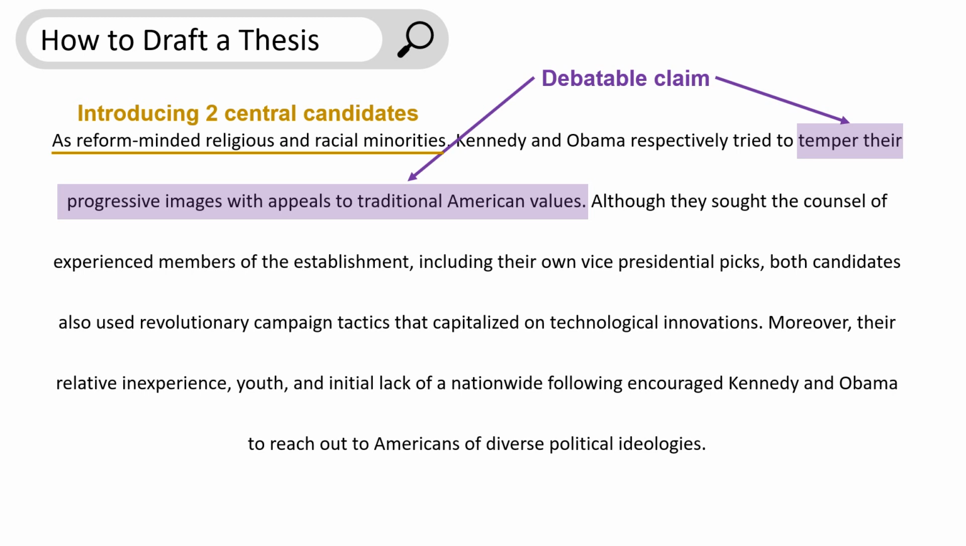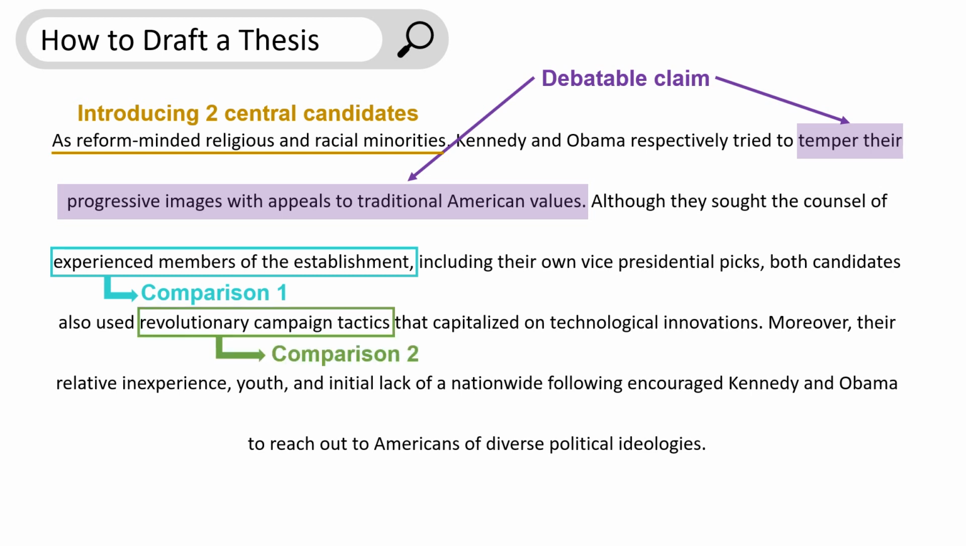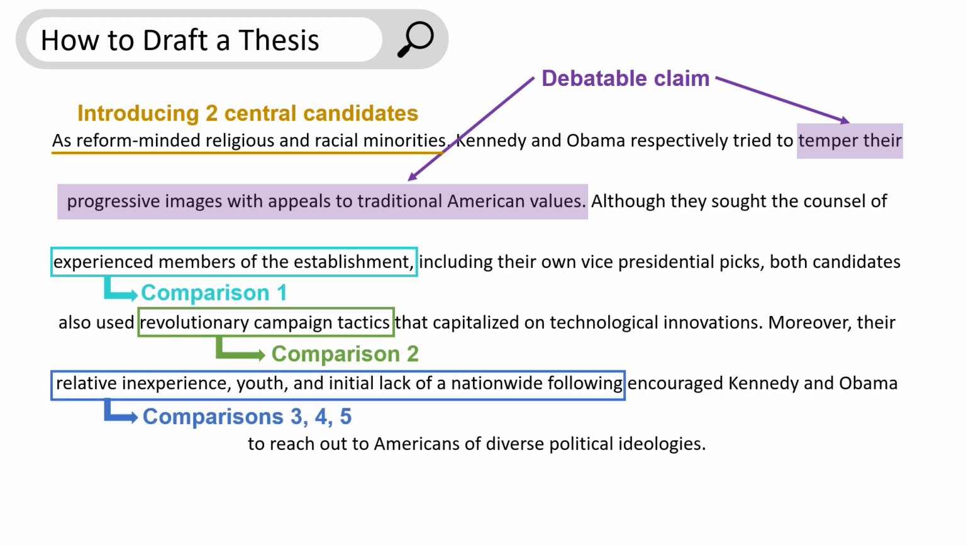Then after that, I've included multiple comparisons or parallels between the two candidates. I have stated that they both sought the counsel of experienced members of the establishment, they both used revolutionary campaign tactics, and then I've included some more comparisons stating how they were relatively inexperienced, young, and didn't initially have a following. And these are just a bunch of different types of comparisons.